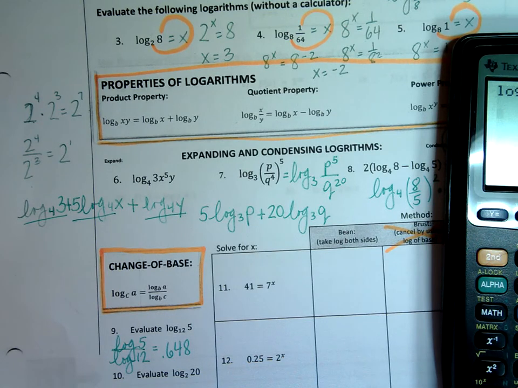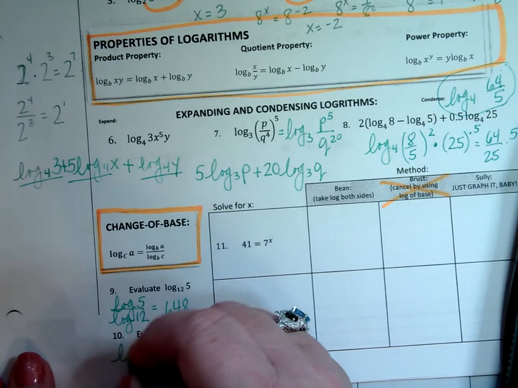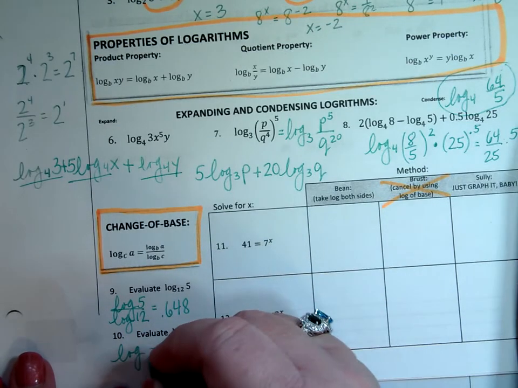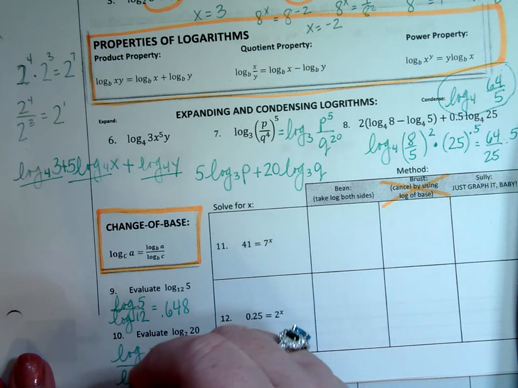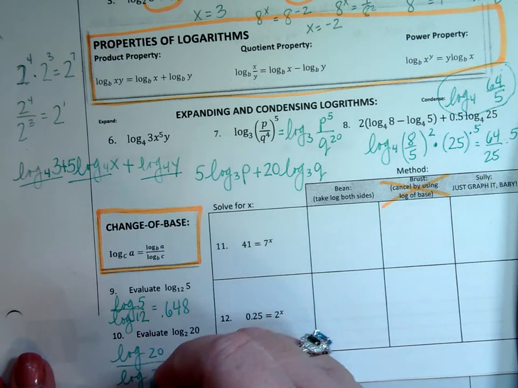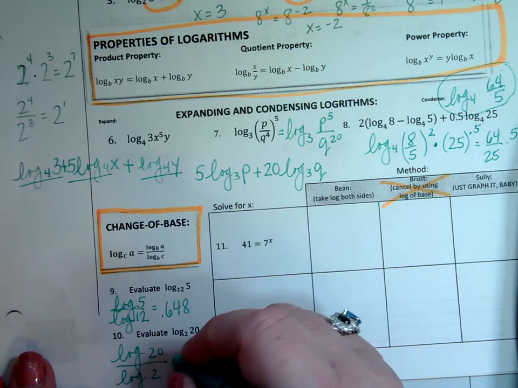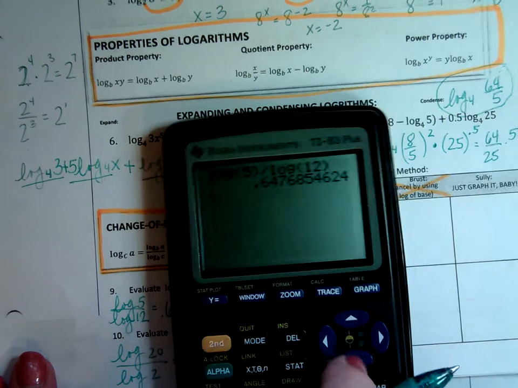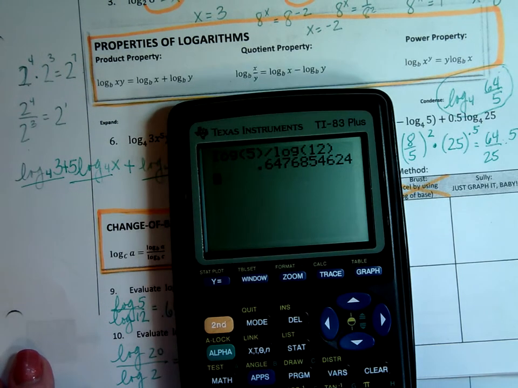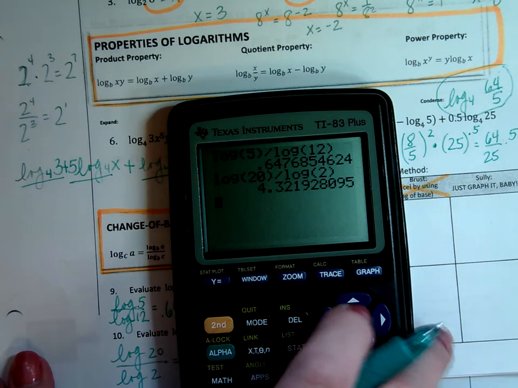If I do number 10, same way. Log, larger printed number is 20. Little subscript guy is a 2. And so I go to my handy dandy calculator and I do the same thing. Log of 20. Close it up. Don't forget to close that parenthesis. Divided by log 2. And I get 4.322.